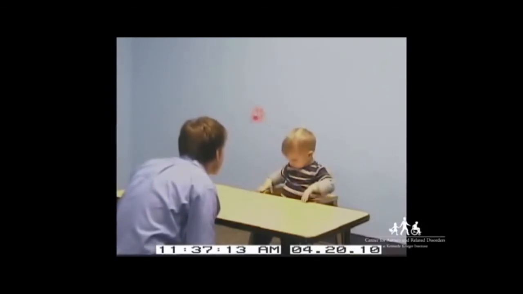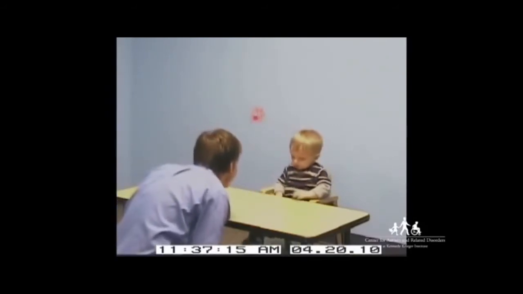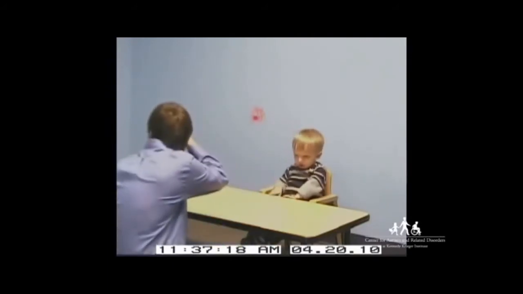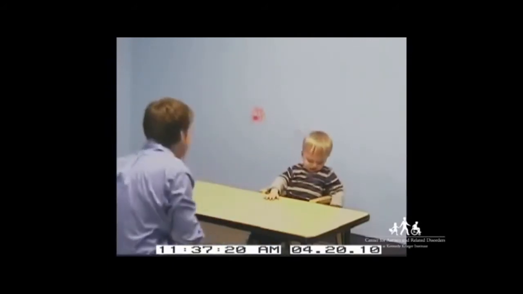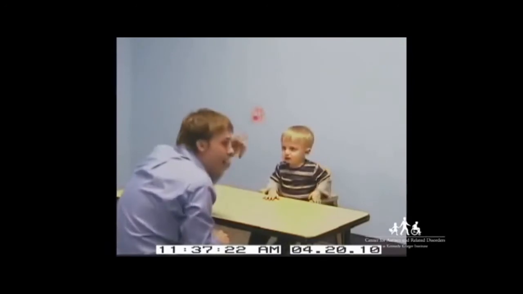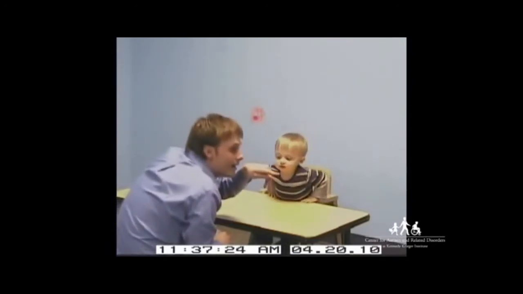Ben. Ben. Ben. Although he looks at the man's pointed finger, he does not follow the direction of the man's gesture to locate the object of the man's attention.